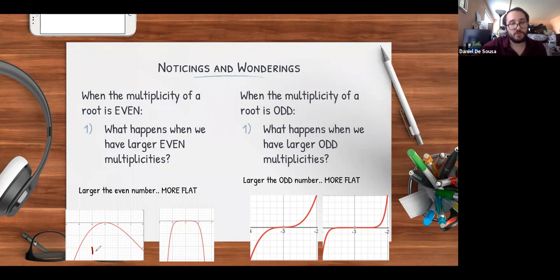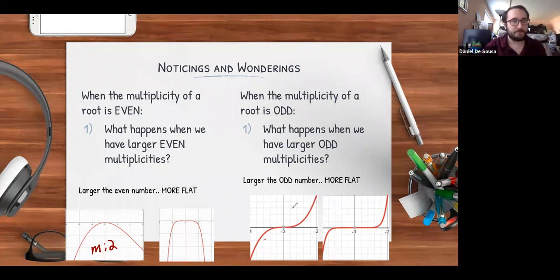So this would be like a multiplicity of 2, right? Because it bounces. This would be anything that's bigger than 2. A good suggestion would be probably a multiplicity of 4. You can see that it's still curvy. It still appears to be curvy, but it becomes more flat. Similarly, for odd multiplicity, the same thing happens. The larger the odd number, the more flat it appears to be as it approaches the intercept.